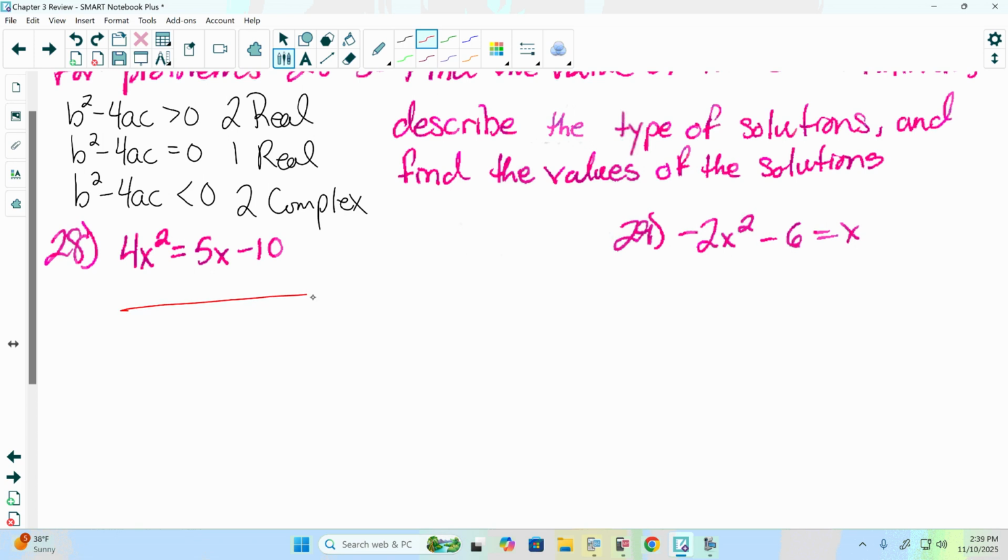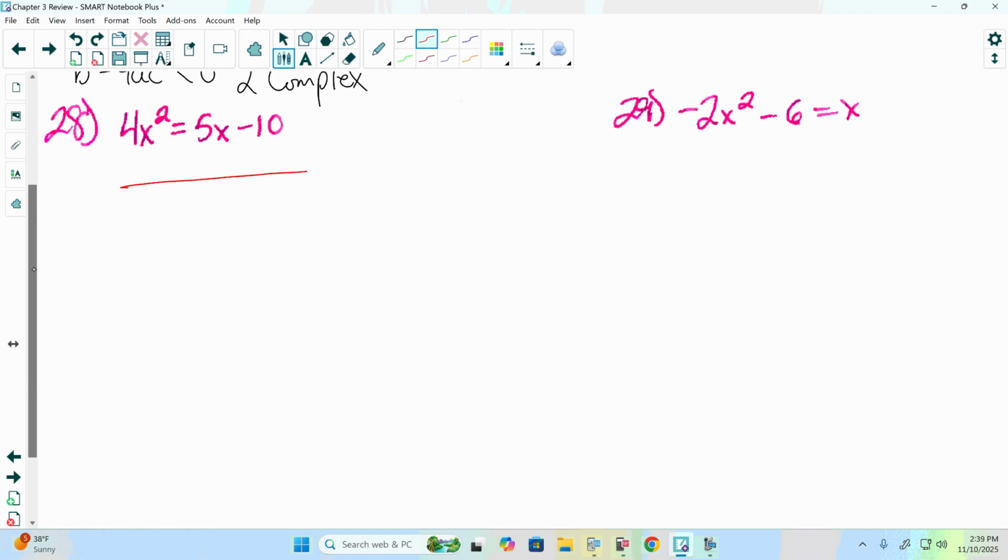Now, before we can start finding any of this out, we do need to make sure the equation is equal to 0. So our 4x squared is equal to 5x minus 10. I'm going to subtract 4x squared from both sides. Those are going to cancel, telling us 0 is equal to negative 4x squared plus 5x minus 10. Now, the other thing we could have done is move the 5x over to the other side and the 10. So we could have subtracted 5x from both sides, added 10 to both sides, and also got it equal to 0. But personally, I would rather move the one term, the x squared term only, instead of moving 2.